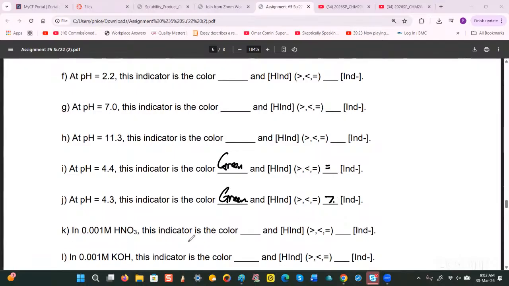Now in this case here, it says you have an acid solution, nitric acid, with a concentration of 0.001 M. And it's asking for the color of the indicator in the solution. Now, let me give you a little hint here. This is the same thing as 10 to the minus 3 M, which means that the pH is equal to 3. So what would you expect the color of the indicator in this solution to be?